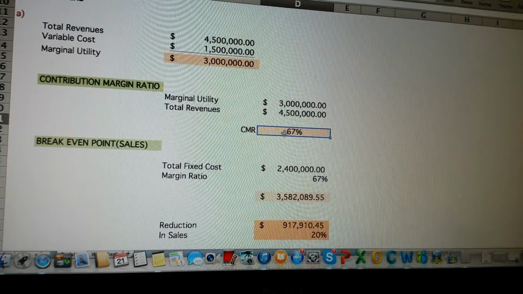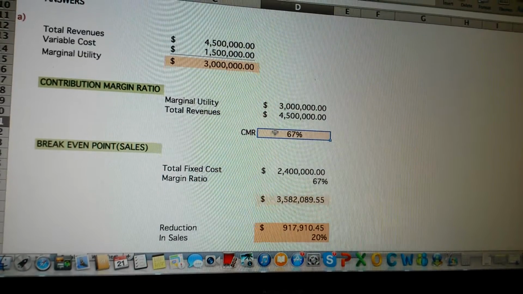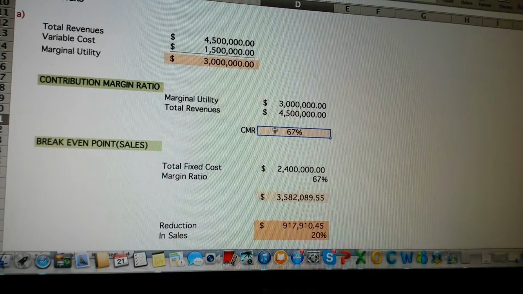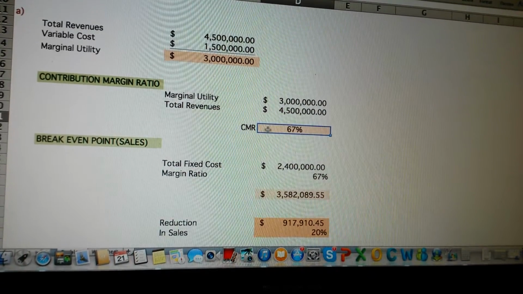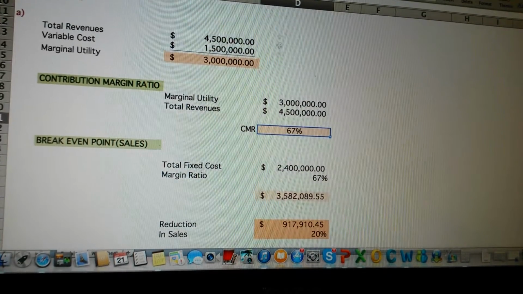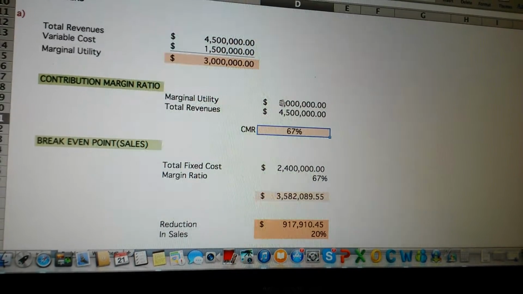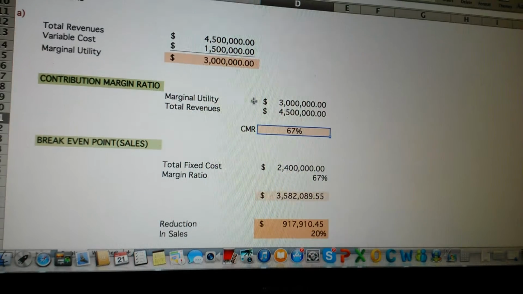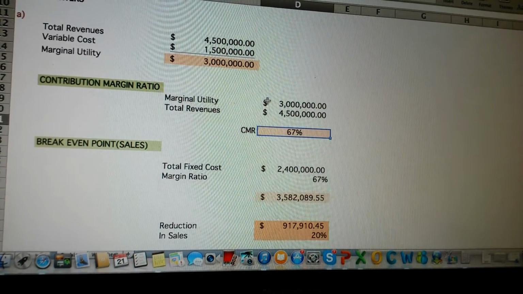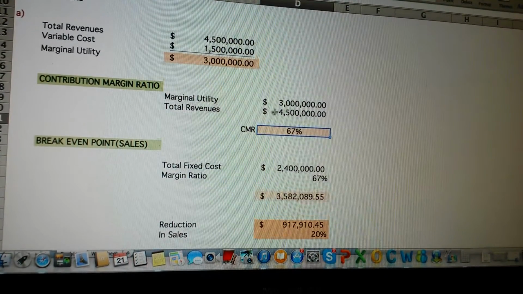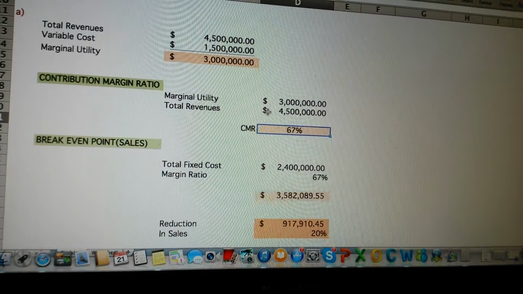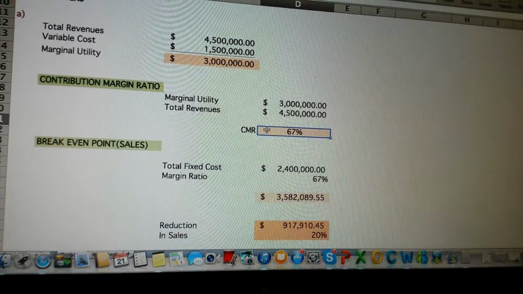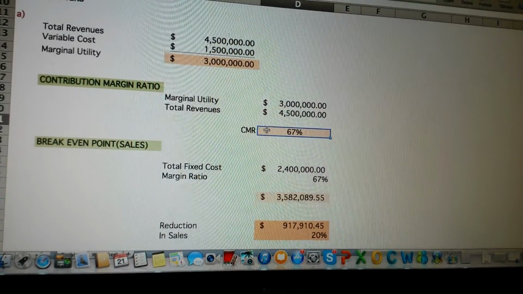And here is a division. We divide the marginal utility by the total revenues, and we obtain 67%.